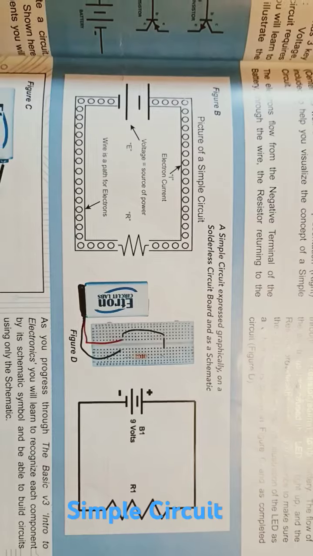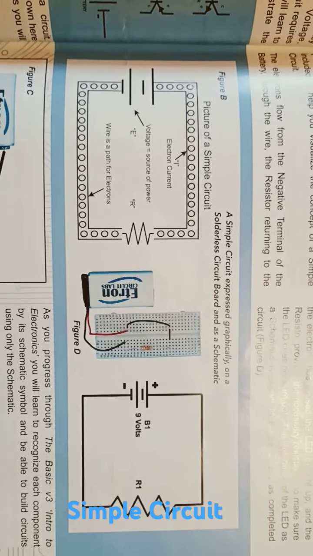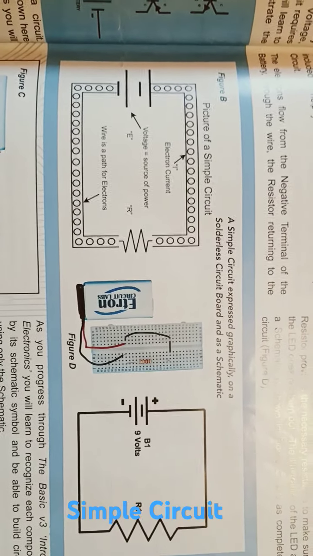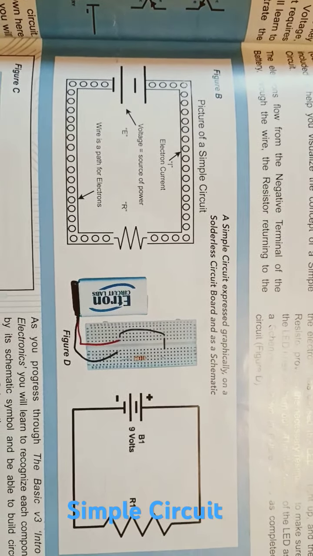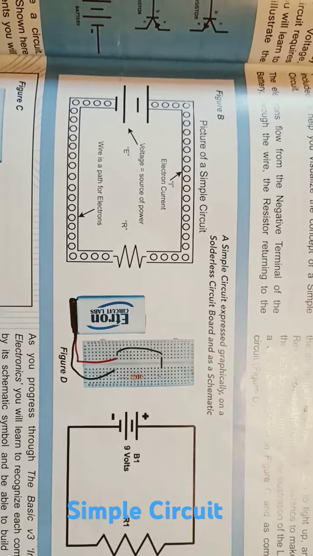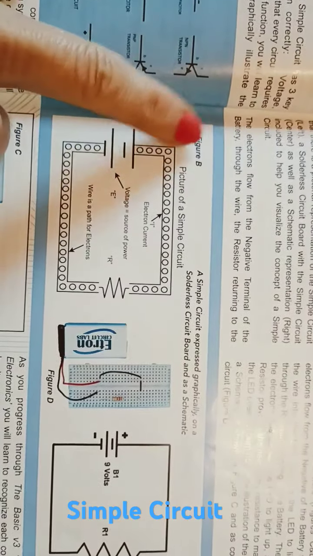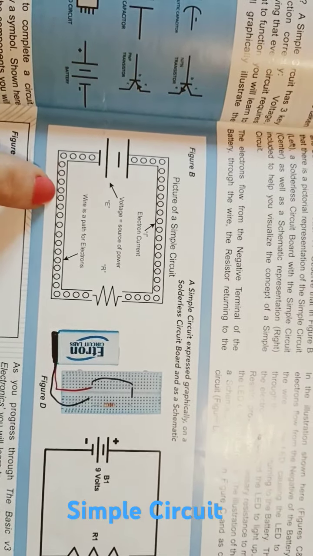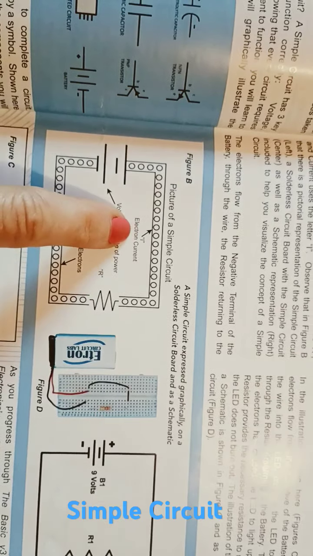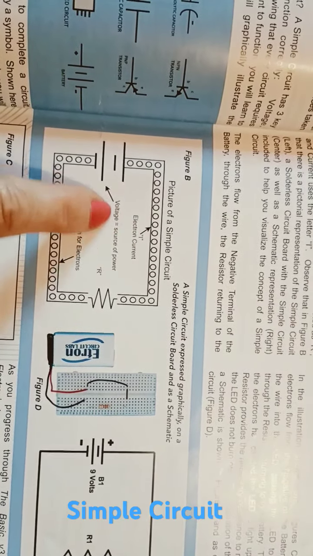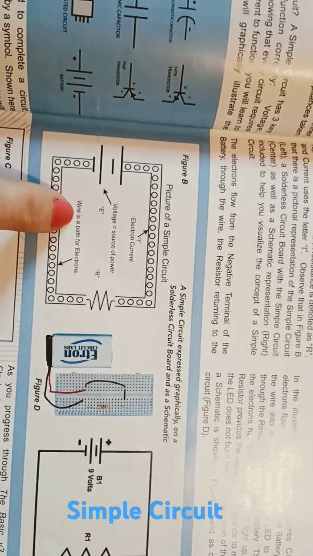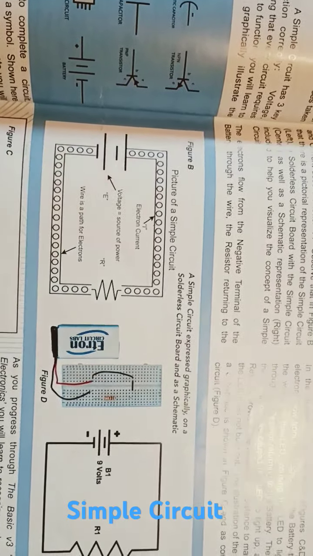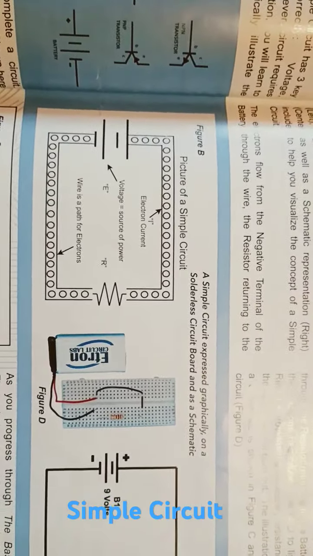So we're in lab 1, and I want you to look on page 11 in your book of the picture of this simple circuit. And I want to read a little bit while you look at that on figure B. So be right here on figure B, and just kind of look at this. You're going to see the electron current, the voltage equals the source of power, wire is a path for electrons. So just look at that while I read this.